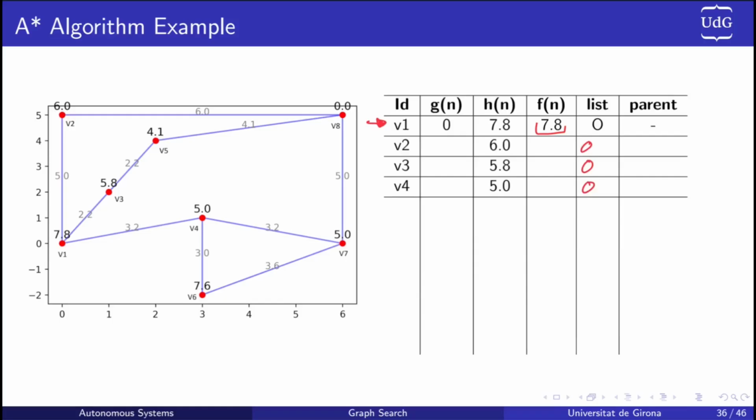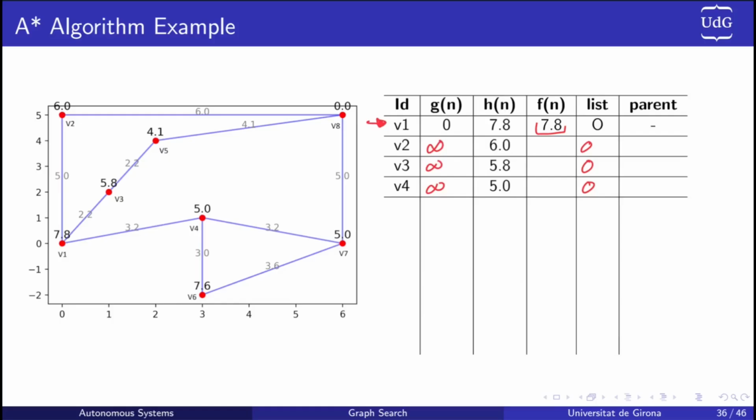The heuristic function, I just copy. B2's heuristic function says 6. For B3, it says 5.8. And for B4, it says 5. But I need to put also the cost. And the cost, if you remember, I need to compute the tentative cost. Initially, for all of them, this cost will be infinite.